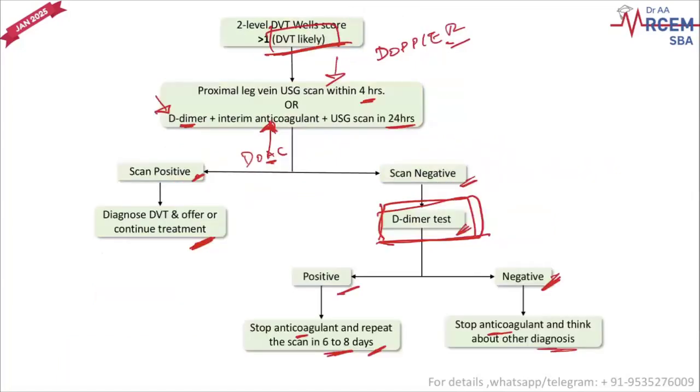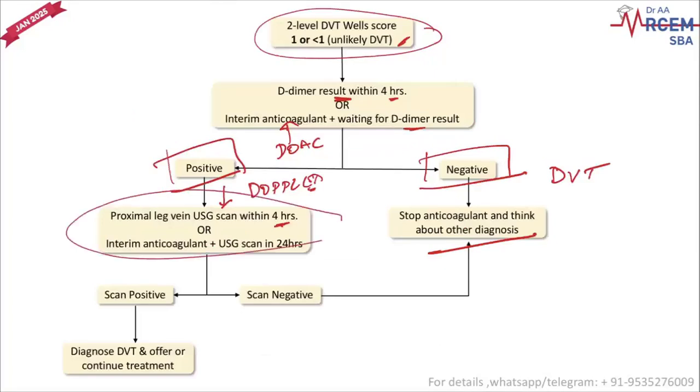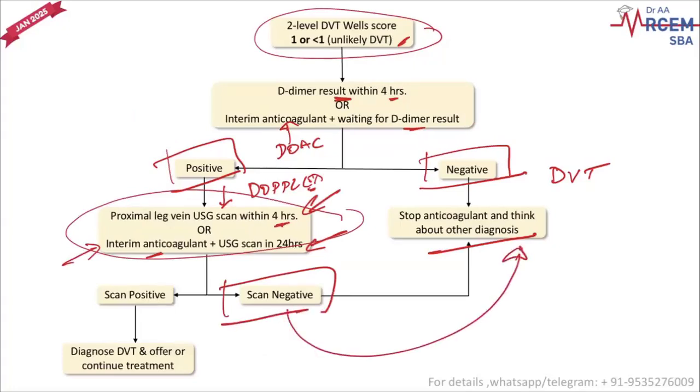This is the same thing we discussed, which I'm repeating here. Within 4 hours, you get it done. If within 4 hours is not possible, try to get it within 24 hours and start him on an anticoagulant. If the scan comes as negative, then you rule it out. If the scan comes as positive, then you treat it as a DVT.